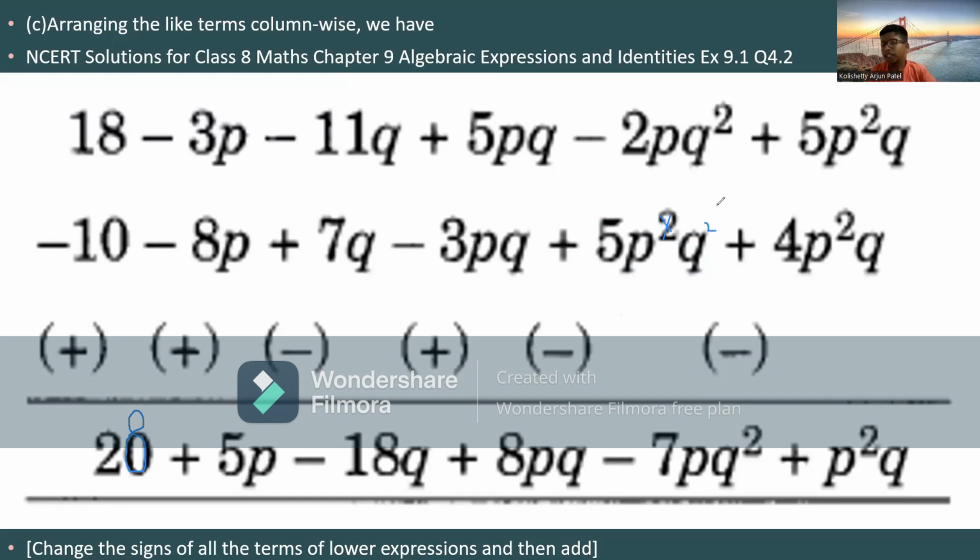So it will be minus 7pq squared. Then it will be 5p squared q minus 4pq squared, which is pq squared, because 5 minus 4 is 1. 1 is nothing but, you should not write 1, then take p squared q. There you go.